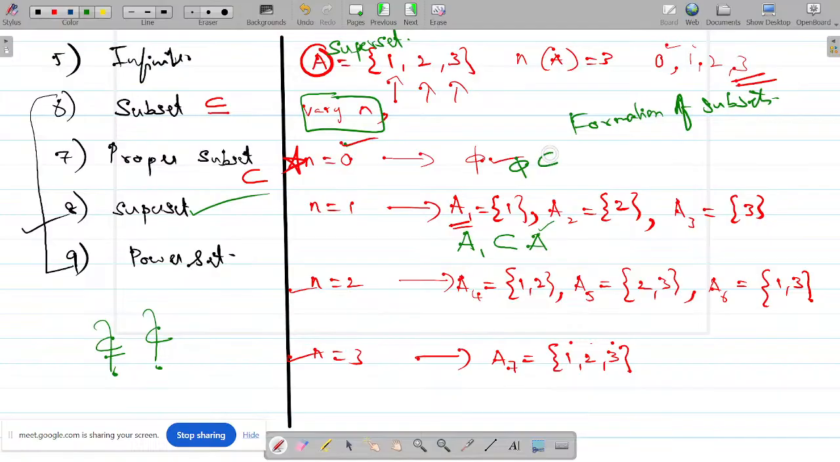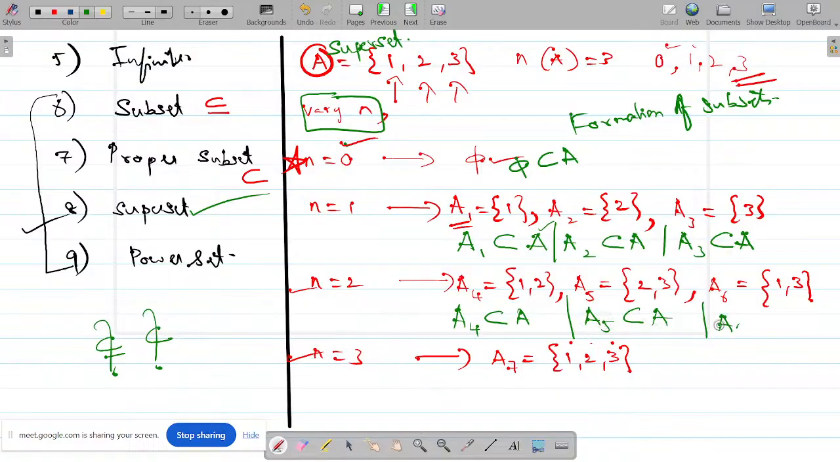Okay, so it's properly contained in A. How do you read it? Properly contained in A. What about A2? It's properly contained in A. What about A3? Properly contained in A. What is A4? Proper subset, properly contained in A. What about A5? Properly contained in A. What about A6? It's properly, sorry, not equal to. It's properly contained in A. What about A7? Which means it's a subset.